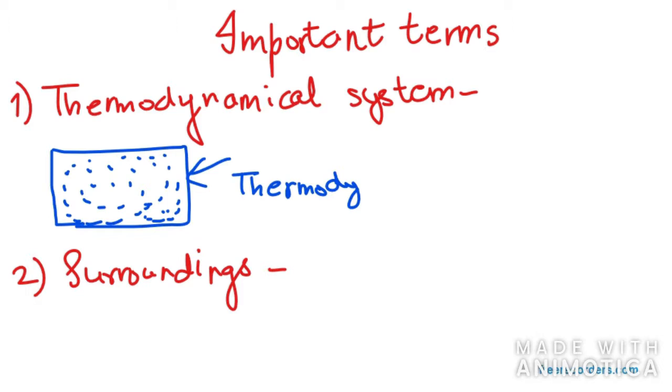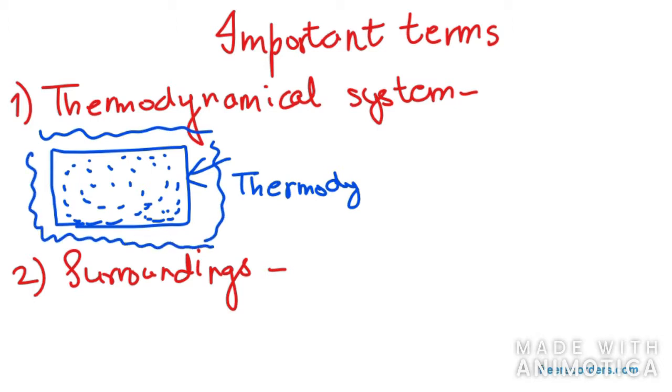Now whatever its surroundings are, outside the walls, will be termed as surroundings of this thermodynamical system. So a thermodynamical system is an assembly of a large number of particles.